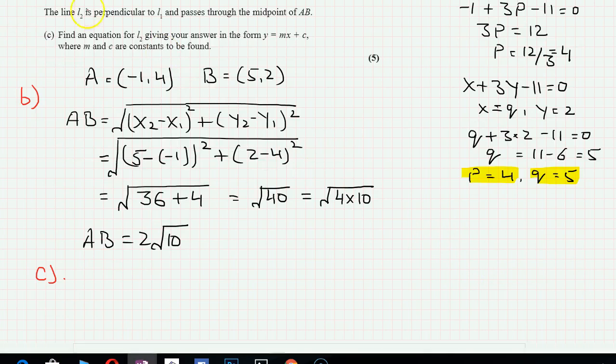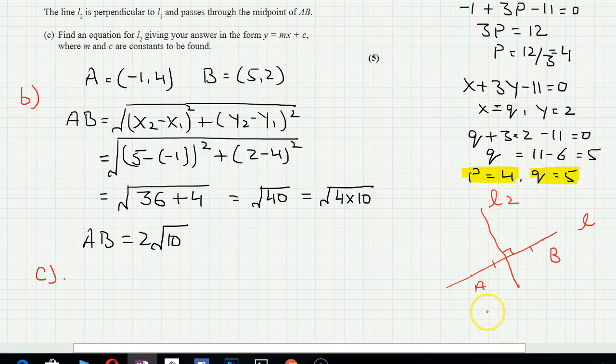Part C says the line L2 is perpendicular to L1. Suppose this is our L1 and this is the perpendicular, that is L2. This is making 90 degrees. Let's say this is A and this is B, and it passes through the midpoint of AB, meaning these two distances are equal. Find the equation of L2. We have to find the equation of L2.